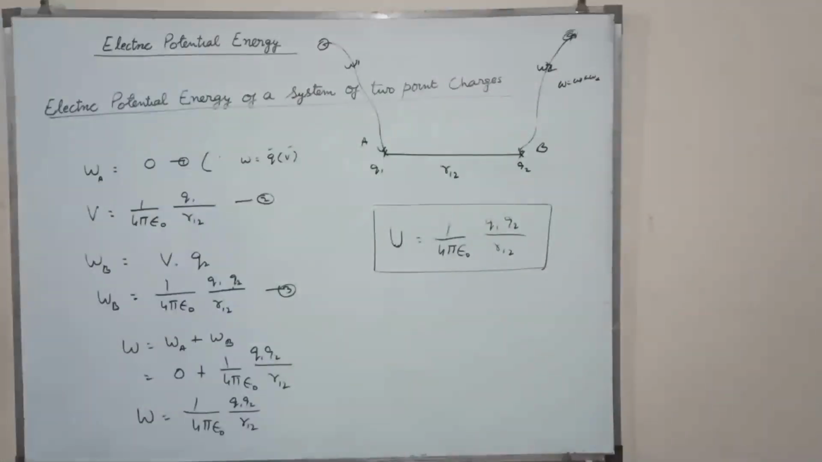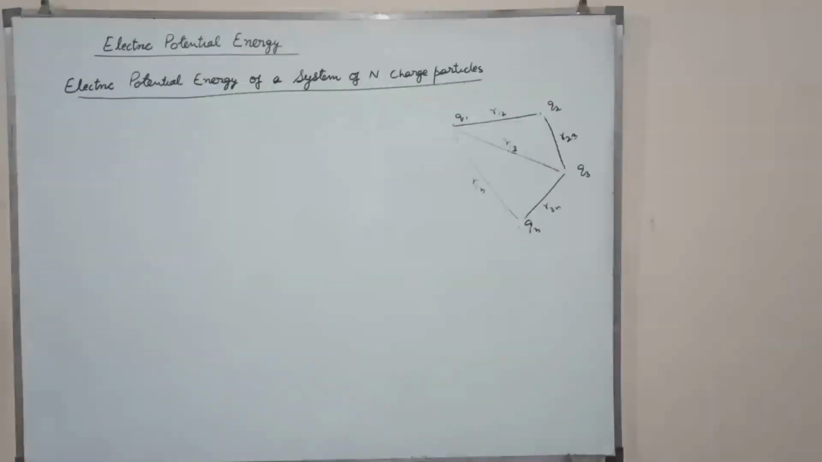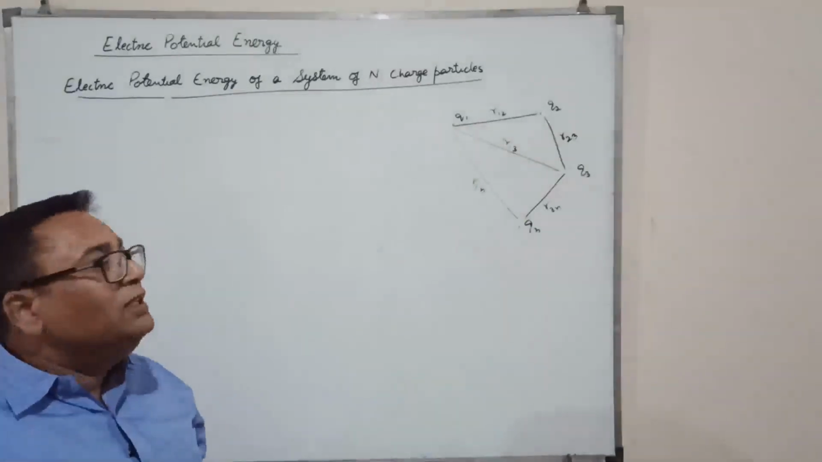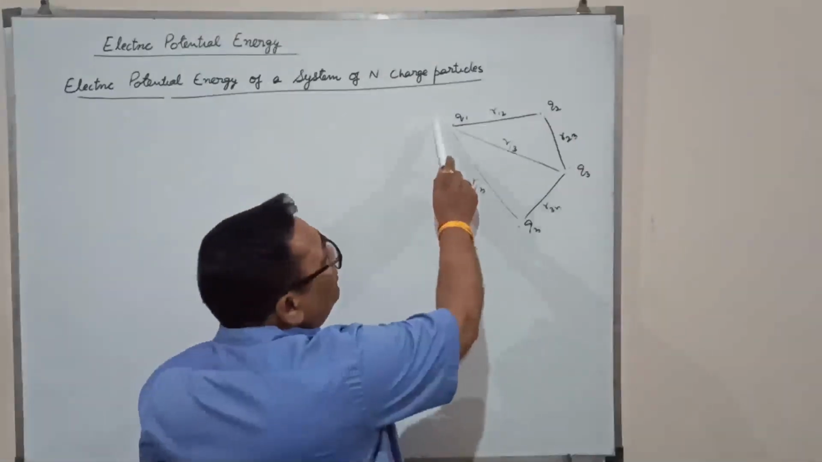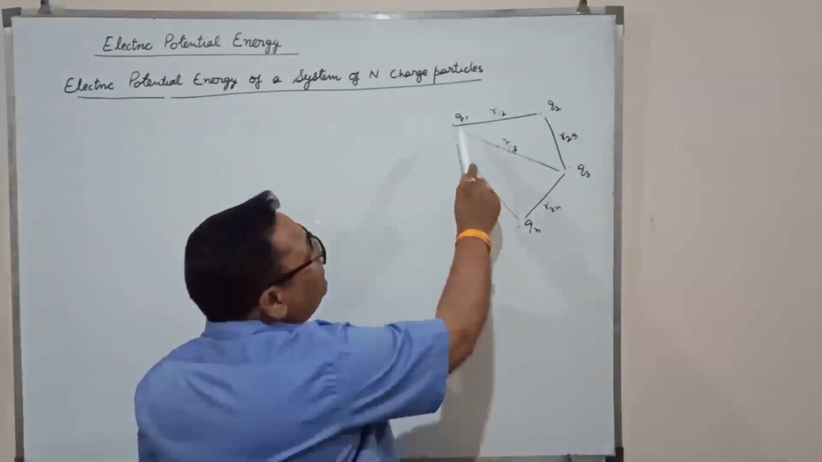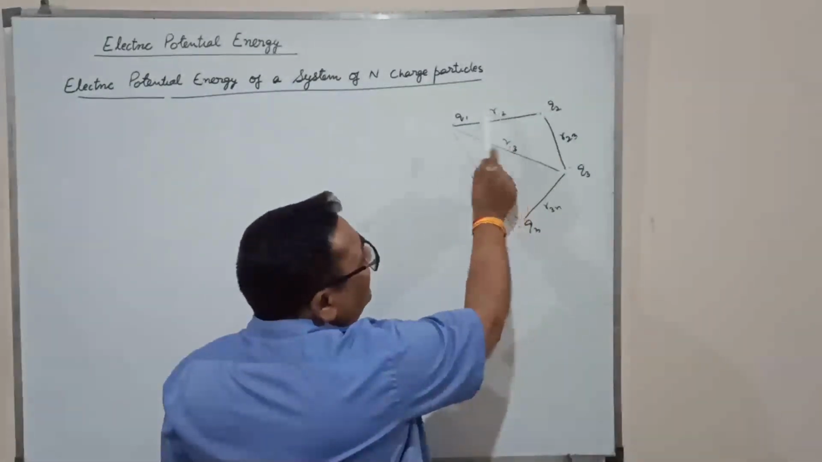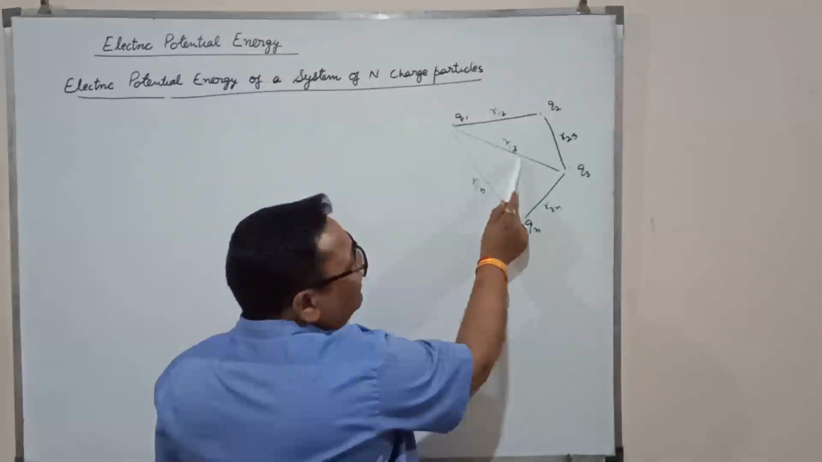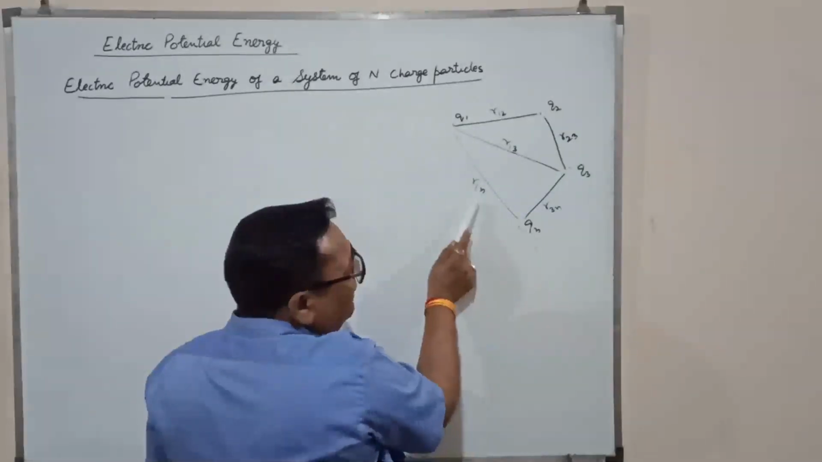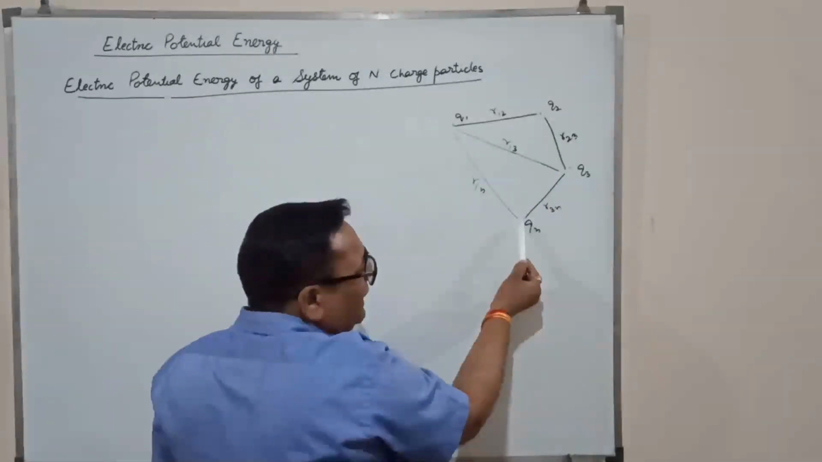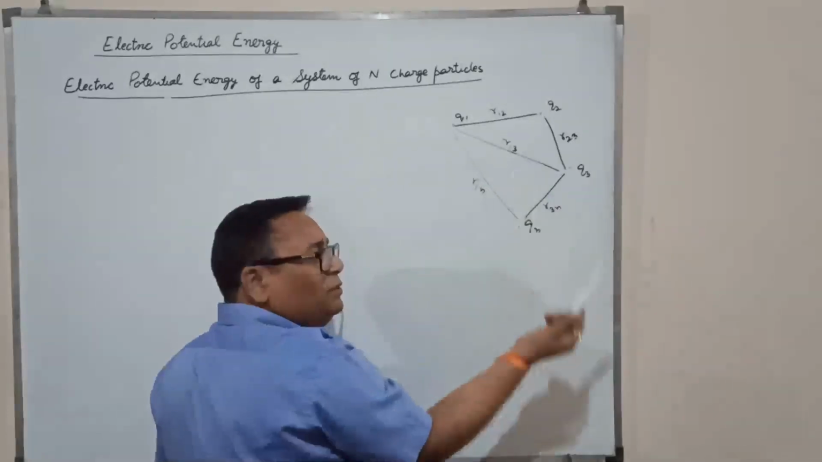Then the next topic is electric potential energy of a system of n charged particles. Let there be n charged particles Q1, Q2, Q3 and so on up to Qn. And the distances between them: Q1 and Q2 is R12, Q2 and Q3 is R23, Q1 and Q3 is R13, Q1 and Qn is R1n, Q3 and Qn is R3n, and Q2 and Qn is R2n, and so on.